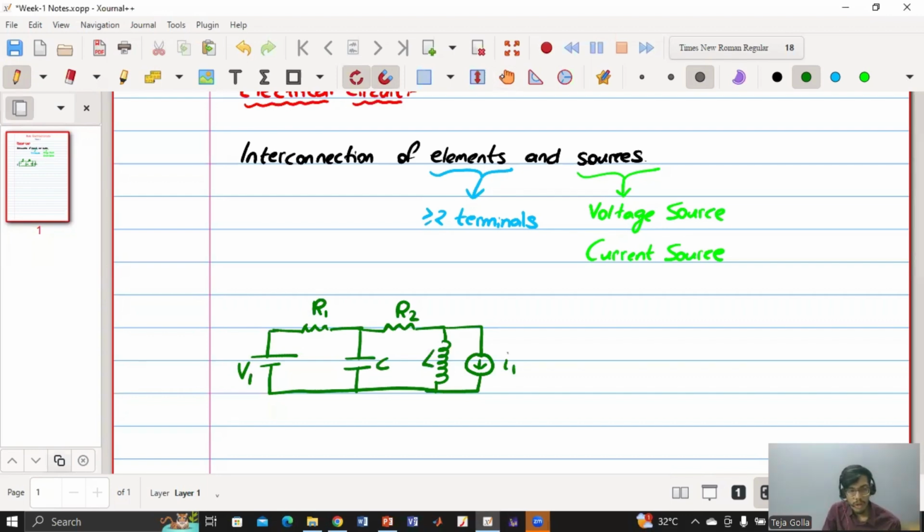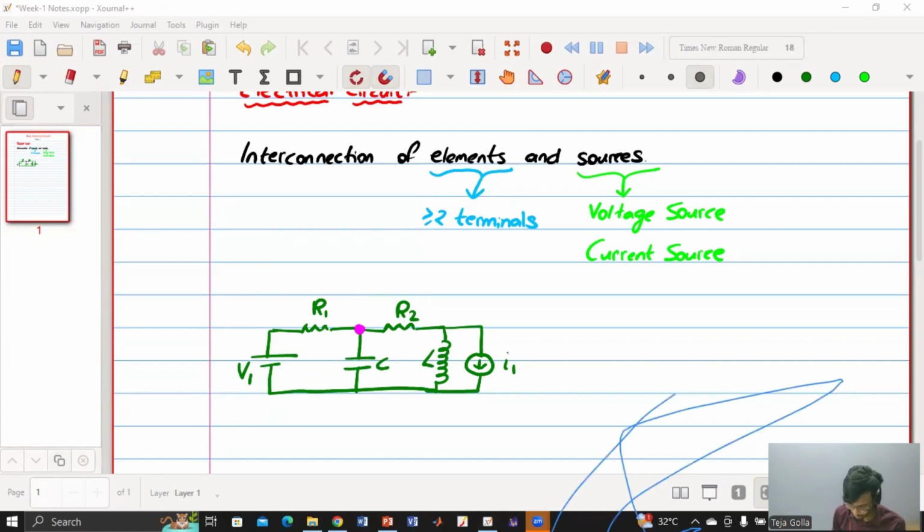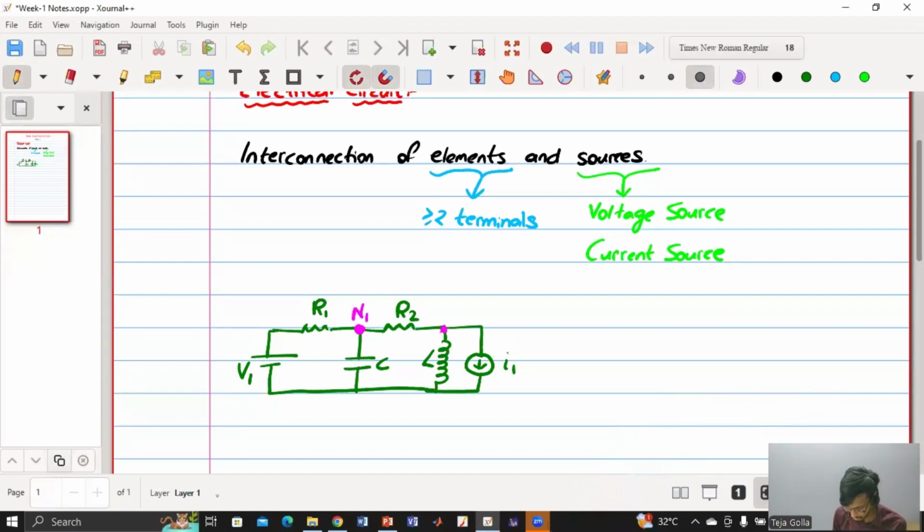So now, what is a node? A node is just an intersection of two or more elements. If two or more elements are connected, then it is called a node. So at least three elements should be connected to that point, or maybe two. If R1 and R2 are connected as well as C, you can name it node N1. And if you see this point, where this source is connected, you can name it node 2.